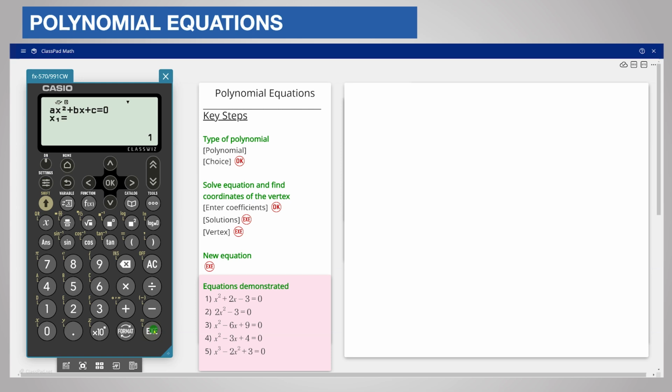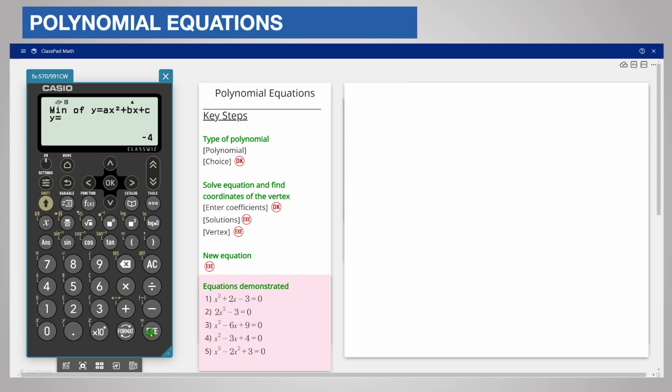The calculator displays the first solution, labelled x1, which is equal to 1. Press the execute key again, and the calculator displays the second solution, x2, which is equal to -3. The calculator will also find the coordinates of the vertex. Press the execute key, and the x-coordinate of the vertex is -1. Then press execute again, and the y-coordinate is -4. So the coordinates of the vertex are -1, -4.